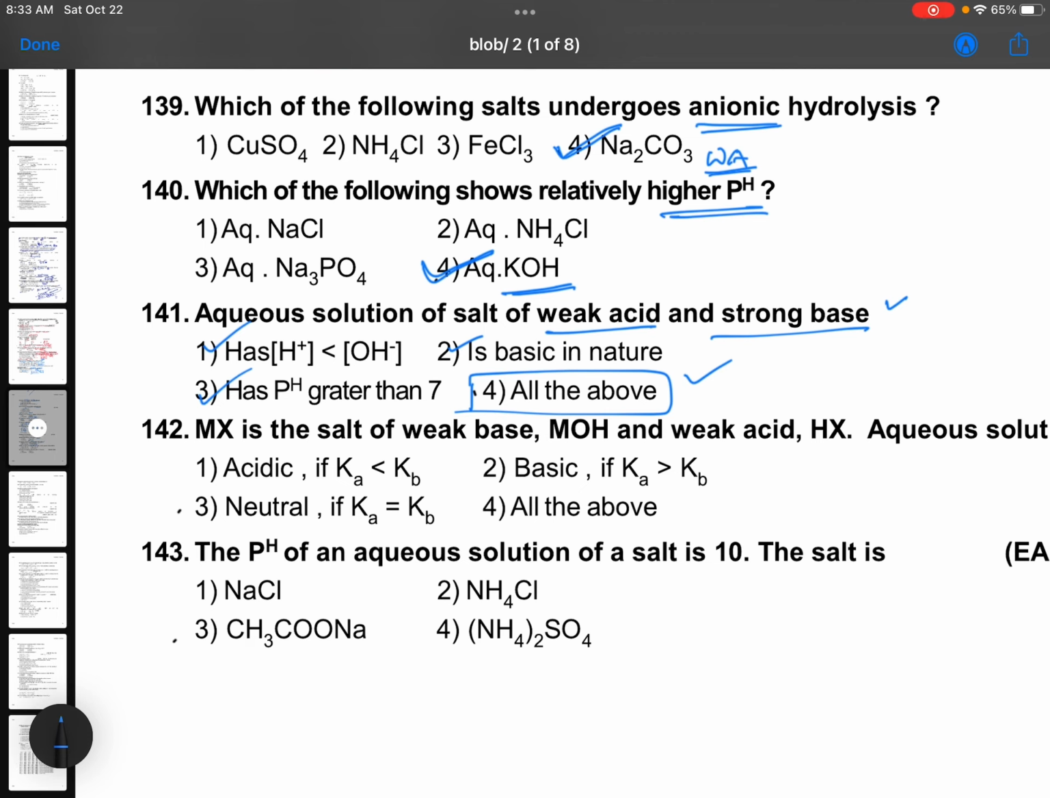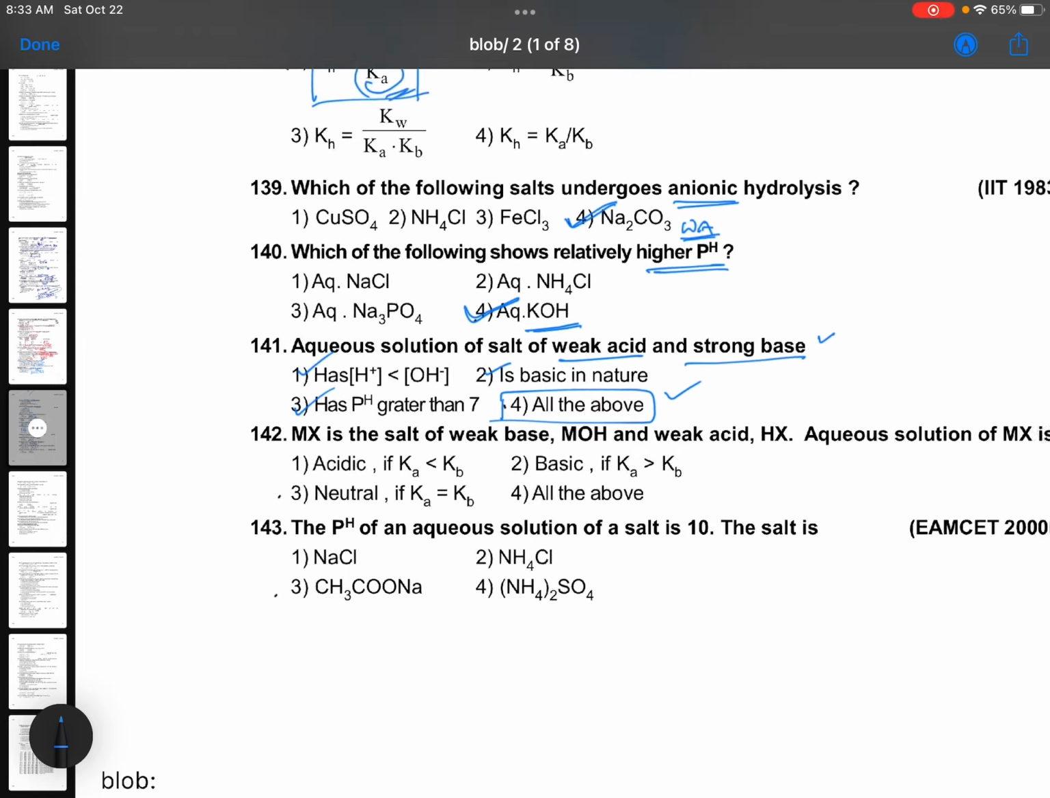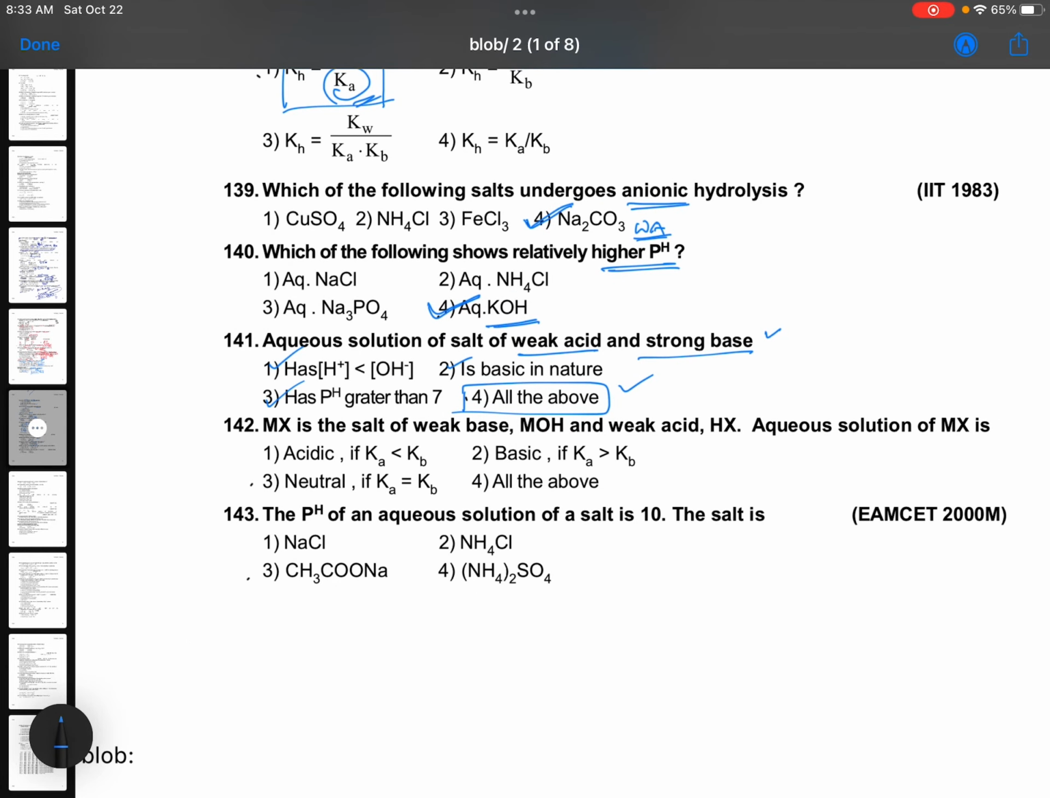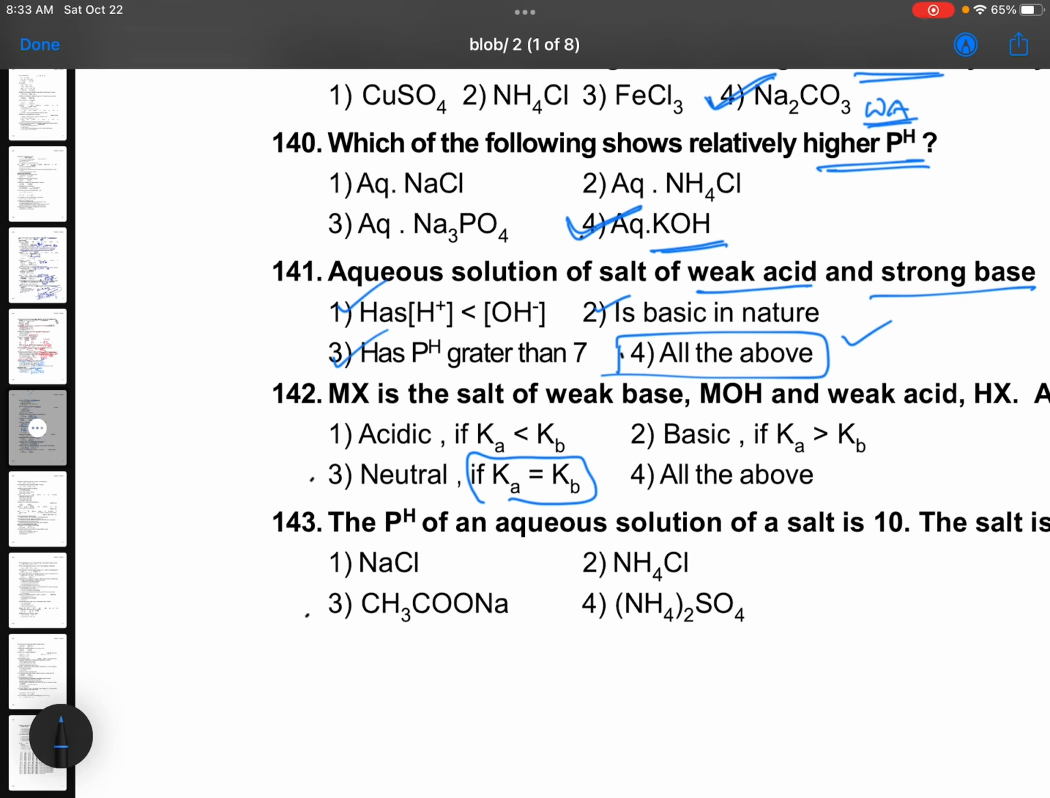MX is the salt of a weak base MOH and a weak acid. Aqueous solution of MX is, okay now, it depends. This is very, very important. If Ka and Kb values are the same, then you can say it is neutral in nature. If Ka is greater than Kb, then it will become acidic. If Kb is greater than Ka, it will become basic. So here the right option is only neutral.